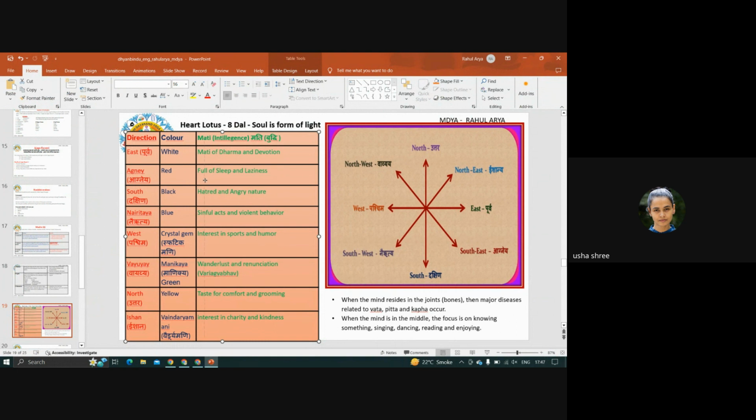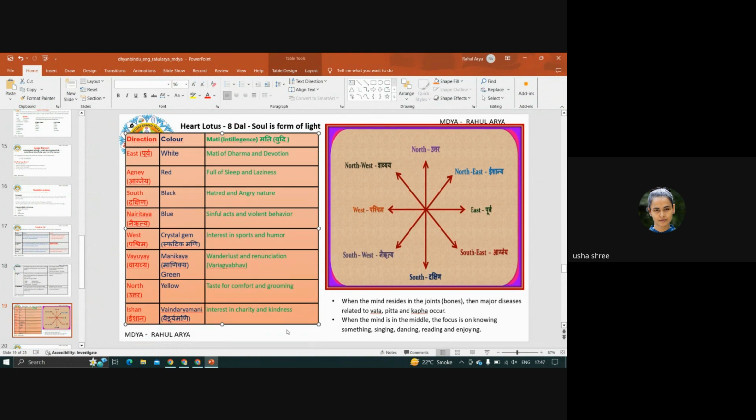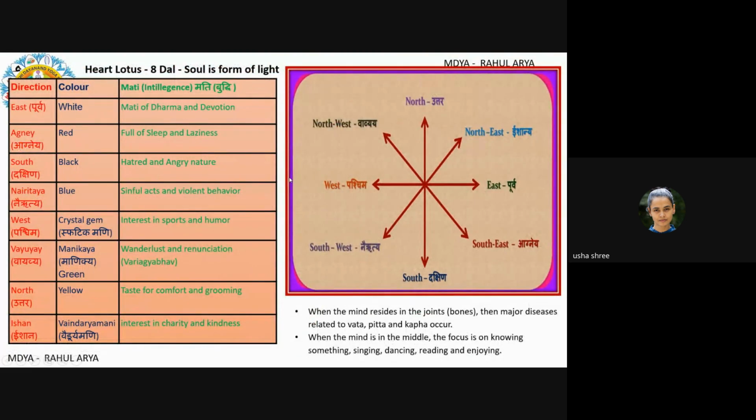Then coming to the last direction, which is northeast, it's called Ishanya. The color associated is Vaidhurya. Vaidhurya is again one of the important precious gems. Not sure about the color, but the color mentioned here is that of a Vaidhurya. Then the intelligence that's developed is that the person gets interested in charity and kindness. So this is about that table.